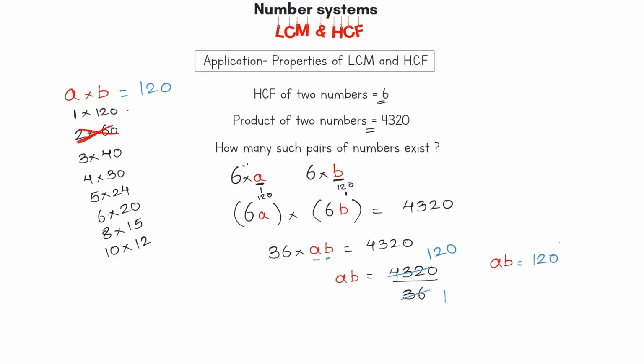Their highest common factor is not 1, it is 2. Then 3 and 40, they are co-prime. 4 and 30 are not co-prime. Their highest common factor is again 2, so gone. 5 and 24 are co-prime, 6 and 20 are not co-prime. Their highest common factor is again 2, not 1, so gone. 8 and 15 are co-prime, 10 and 12 are again not co-prime. Their highest common factor is not 1.